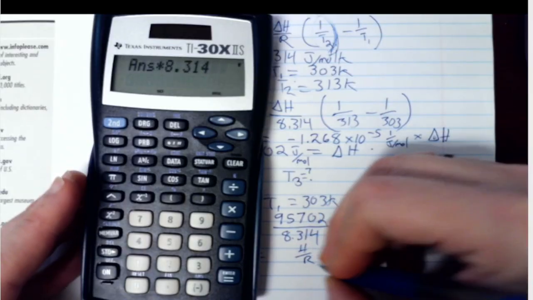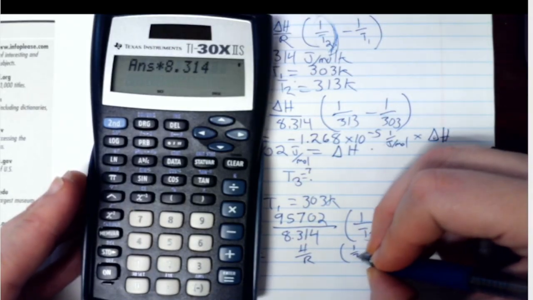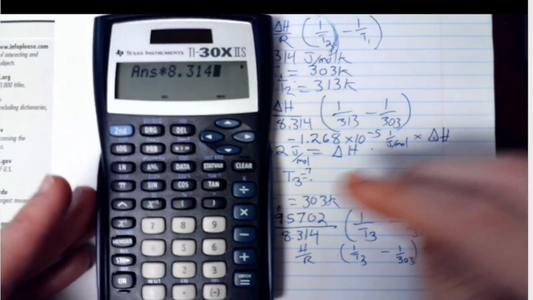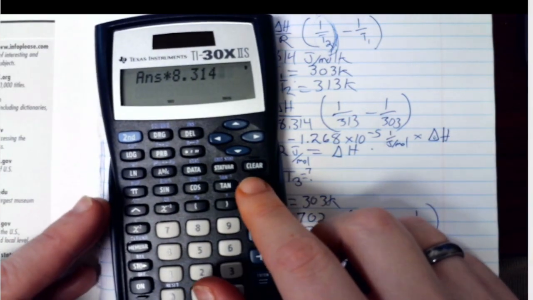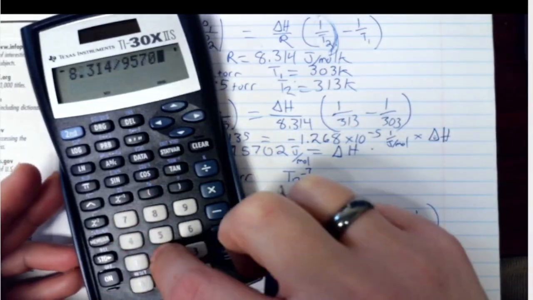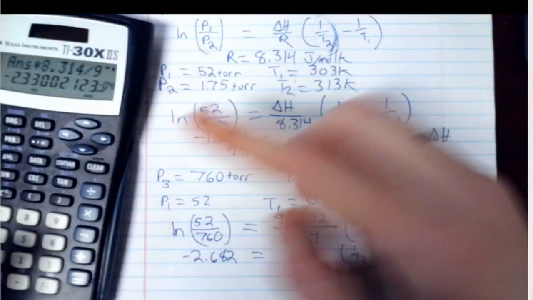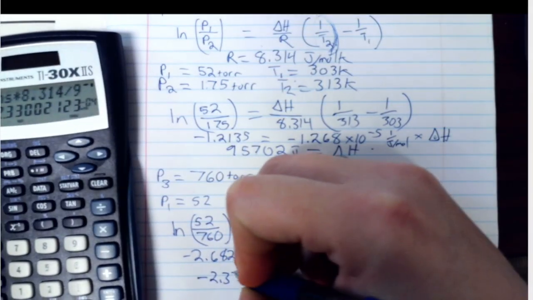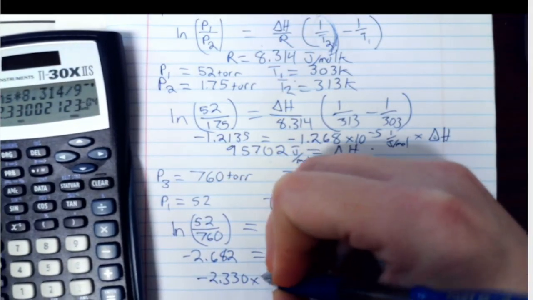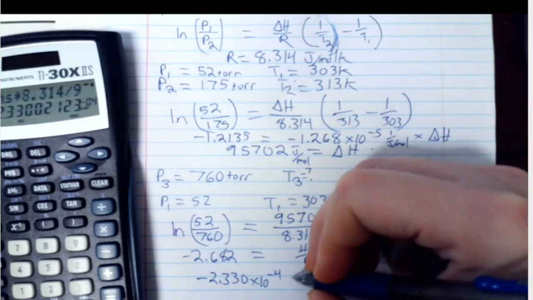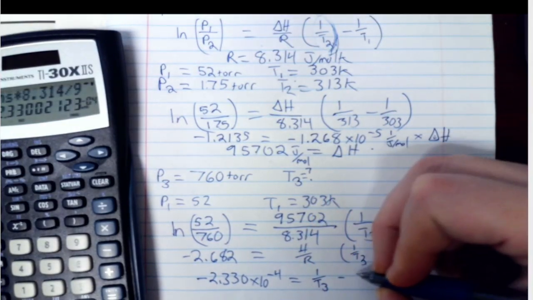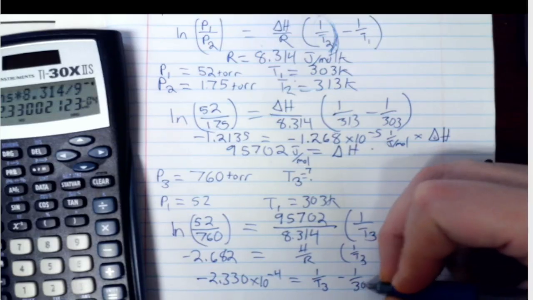H over 1 over T3 minus 1 over 303. I'm just being lazy. Cross multiply by 8.314, divide by my 95702. And that gives me negative 2.330 times 10 to the negative fourth. That is equal to 1 over T3 minus 1 over 303.